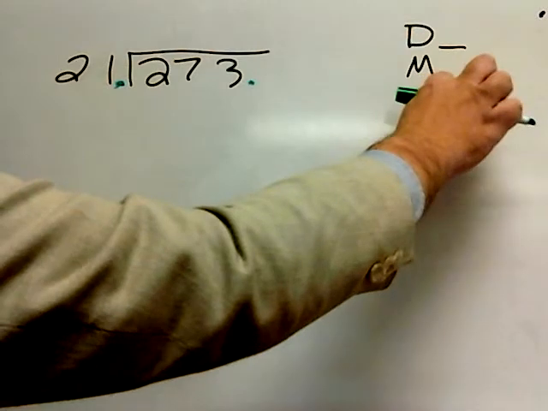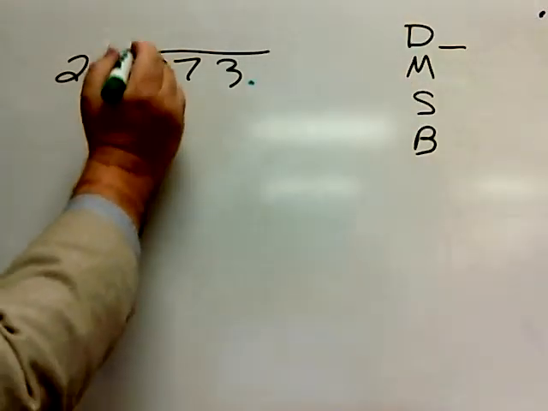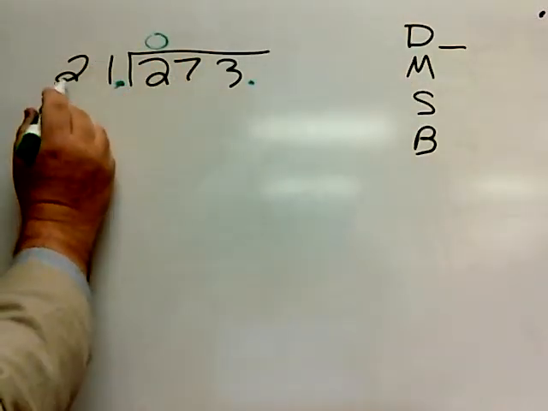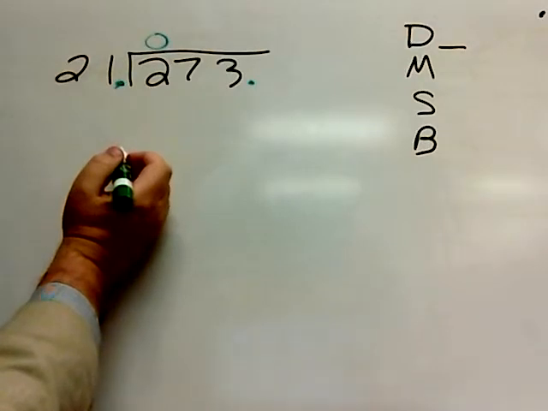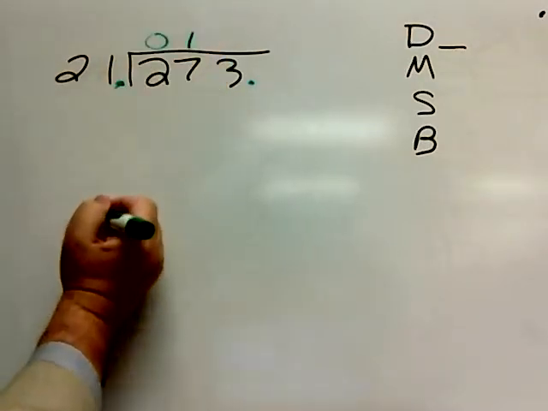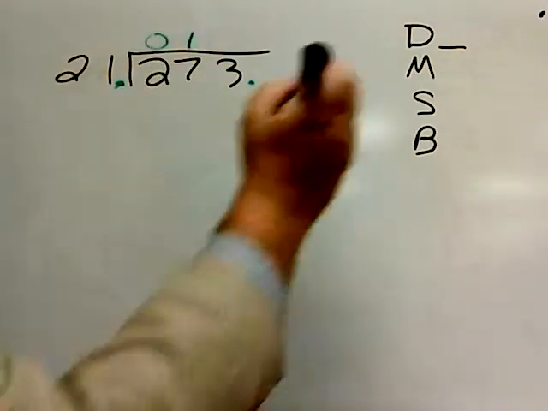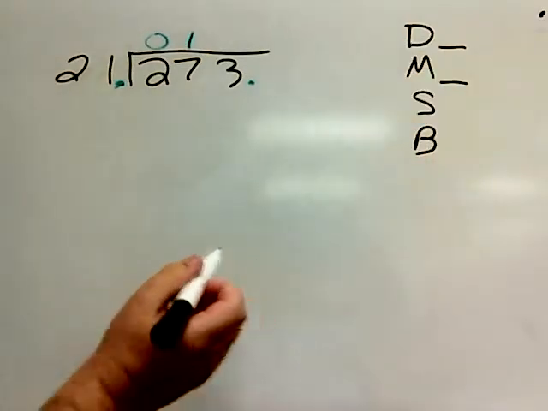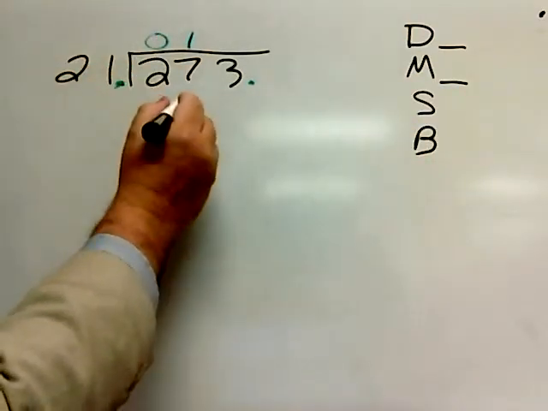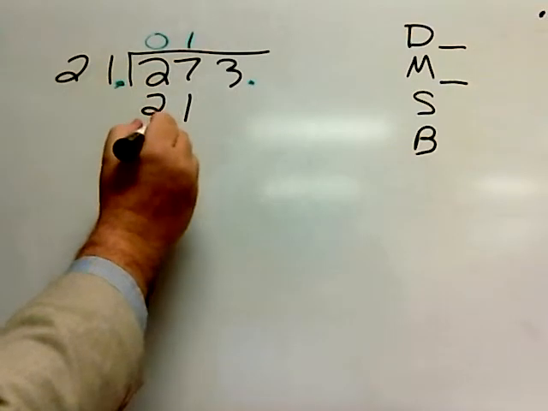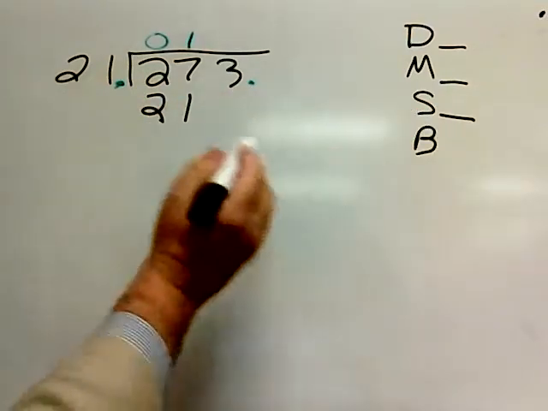Our first step is to divide. 21 will not go into 2, but 21 will go into 27. It goes in one time. After I'm done dividing, of course, I'll multiply. 1 times 1 is 1. 1 times 2 is 2. My next step, of course, subtract.